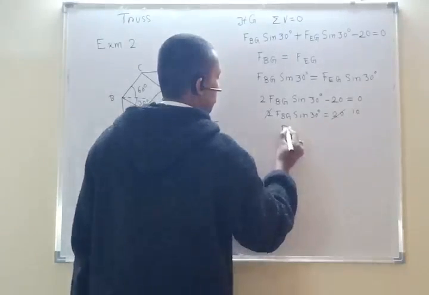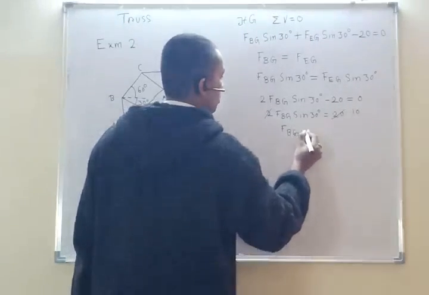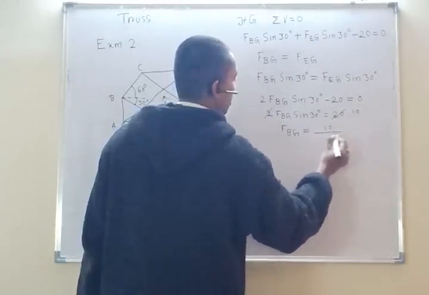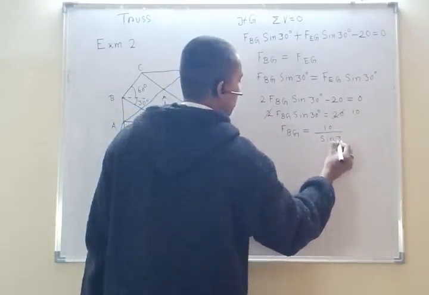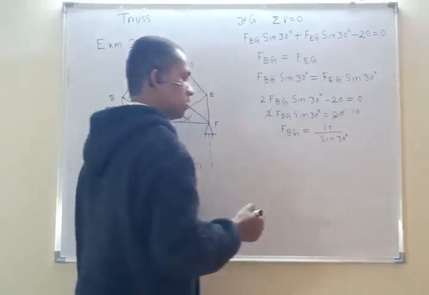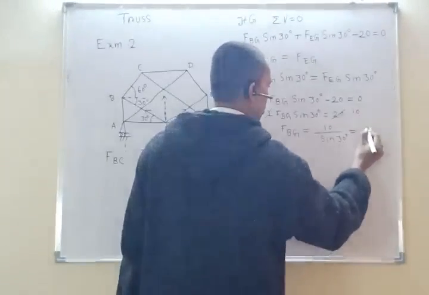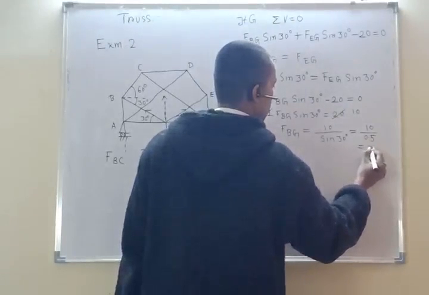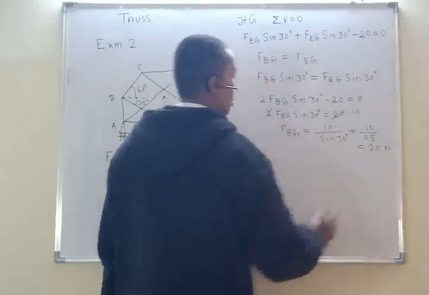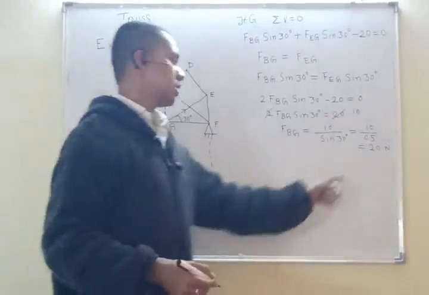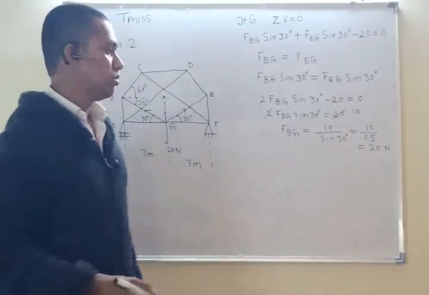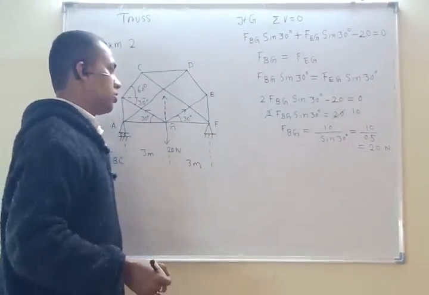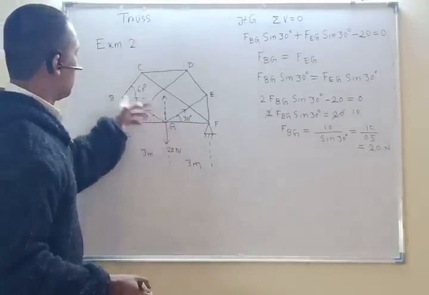So F_BG should be equal to 10 by sin 30. What is sin 30? Sin 30 is 0.5. So 10 by 0.5 is equal to 20 newton. It is coming as positive. That means our assumed direction is correct. Assumed direction is correct means it is like this.